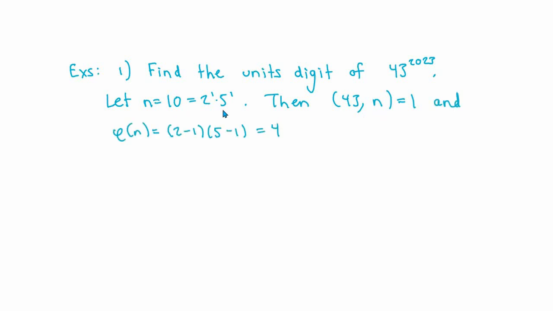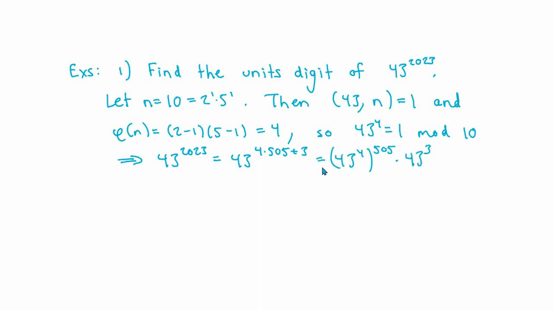Since n is 2 times 5, it's straightforward to compute that the Euler phi function of n is equal to 4. So Euler's theorem tells us that 43 to the power 4 is equal to 1 modulo 10. Well, now, similar to what we did before, we want to take the exponent 2023 and write it as a quotient times 4 plus a remainder. And then we want to use properties of exponents to isolate the 43 to the fourth piece, which we know is equal to 1 mod 10.